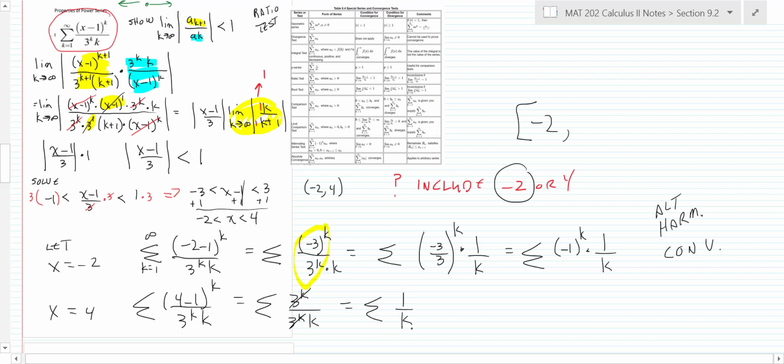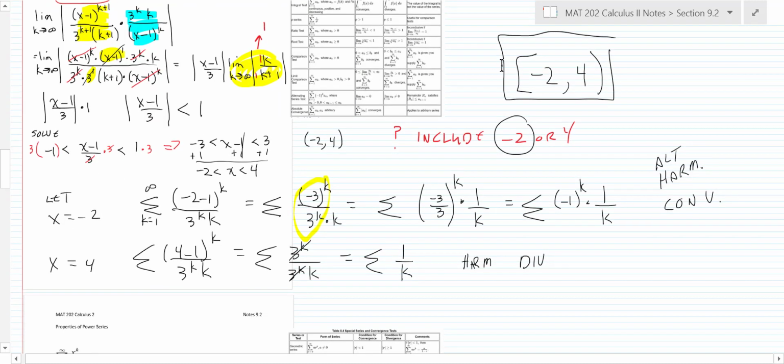Okay, what kind of series is 1 over k? Harmonic. What does harmonic do? It diverges. Good. So that's a harmonic series, therefore it diverges. So what are you going to do with that 4 then? Are you going to do a bracket or a parenthesis? Parenthesis. So that is your interval of convergence right there.